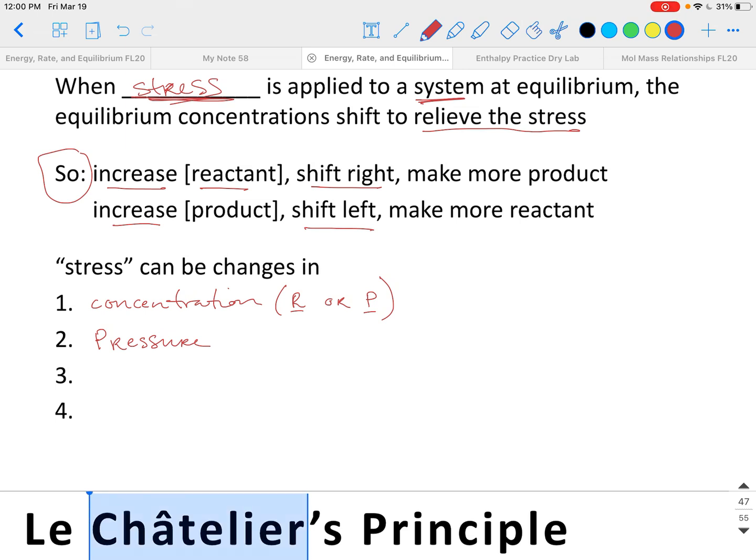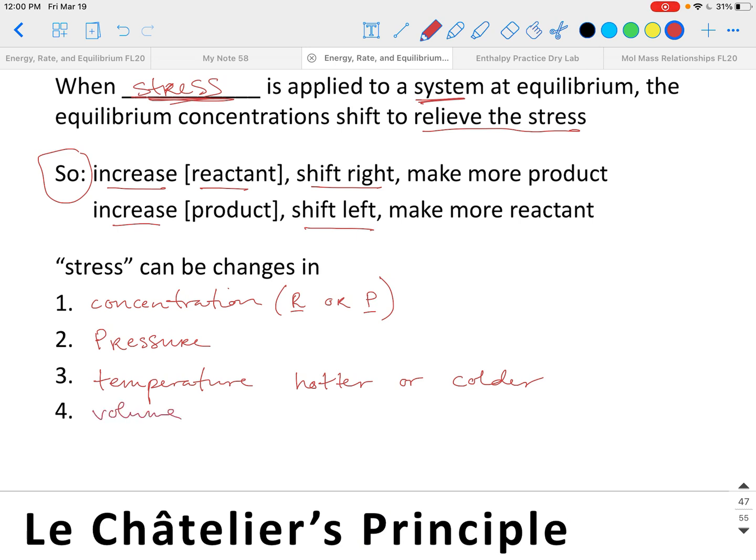We can also change temperature. We could add heat to the reaction. We know that there is a delta H value associated with every reaction, or we can calculate one for every chemical reaction. So we could increase the temperature, and we could see how that's going to adjust equilibrium. We could also make things colder, so you can make things hotter or colder. And then lastly, we could do changes in volume.